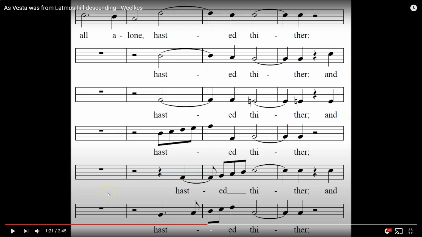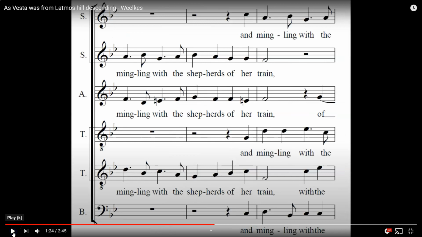They went really fast to Queen Elizabeth because maybe she was going to leave and they wanted to get her autograph and tell her how much they love her because she's awesome, right? So they're going to do that really fast. Hasted thither, super fast. You ready? Oh, well, okay. Well, we missed that part, but anyway, believe me, they sing it fast. And here they mingle with the shepherds of their train.